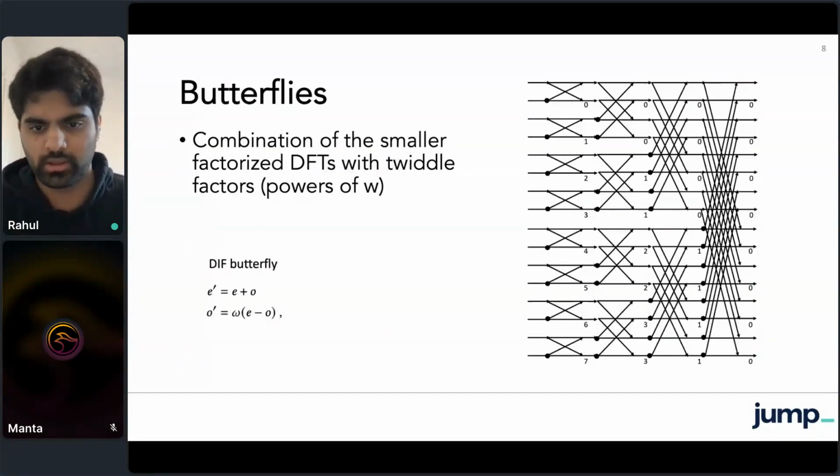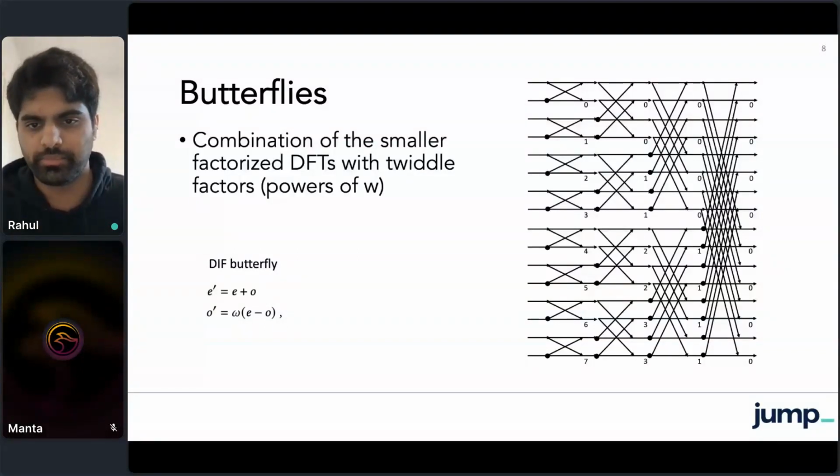So here's an example of the diagram: a butterfly network, or an FFT network. You can see that the inputs are put in on the left and you get the outputs on the right. And these operations that you see with these arrows are actually the butterfly operations.